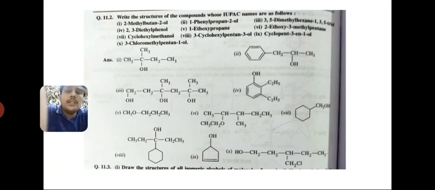Student, always keep one thing in your mind: whenever the functional group is present, then that carbon chain is considered as the main chain. Either it contains the lowest carbon or the largest carbon, this is not the condition, right? The chain in which the functional group is present is only considered as the main parent carbon chain.